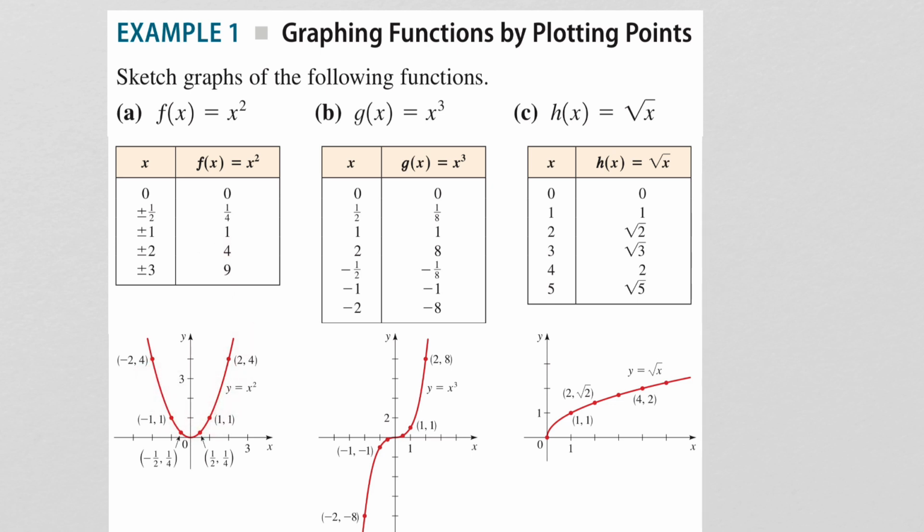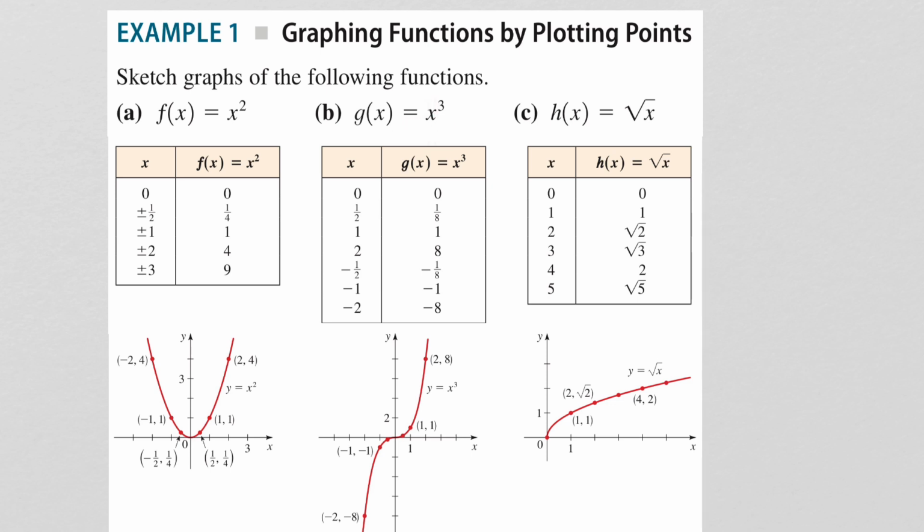Now, for the function x squared, notice that they put plus or minus 1/2. That's because when you plug in positive 1/2 or negative 1/2 and you square it, you get the same thing. You get positive 1/4. And they do that for these points. And you can see that when you plot these on an XY coordinate system, we get this very familiar shape that we call a parabola.